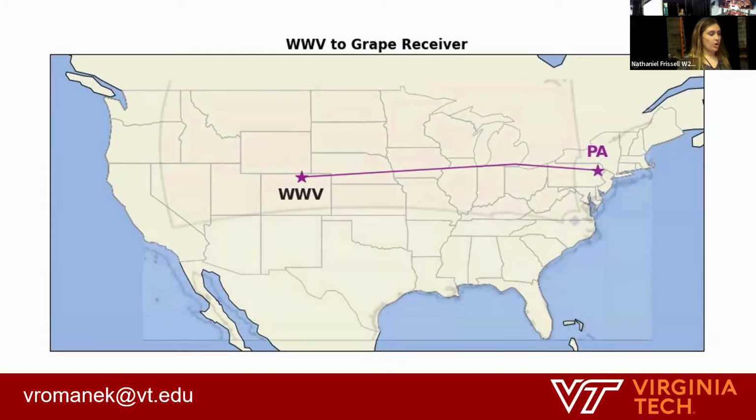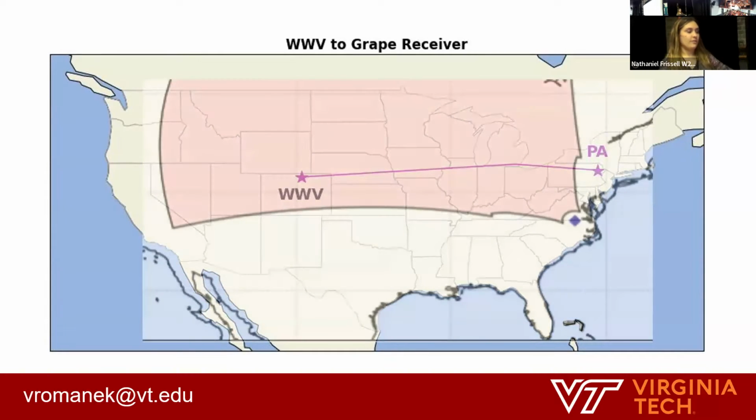Here is an overlay of the coverage of the Blackstone radar in comparison to the path that the radio wave is roughly taking from WWV to the Grape receiver. I wanted to include this to show why I'm specifically using data from the Blackstone radar, and that's because the coverage overlaps with where I'm monitoring the ionosphere from the Grape system.